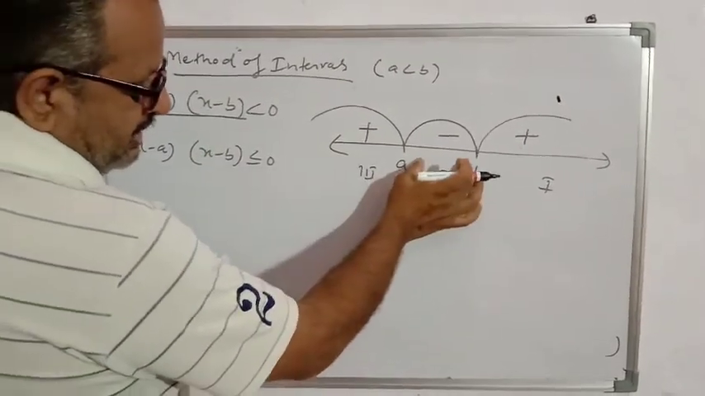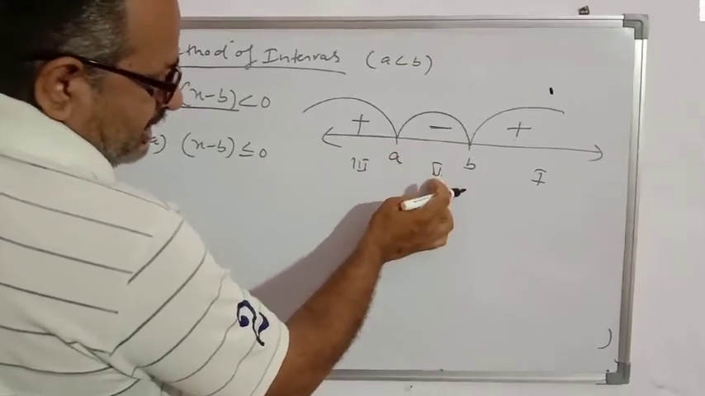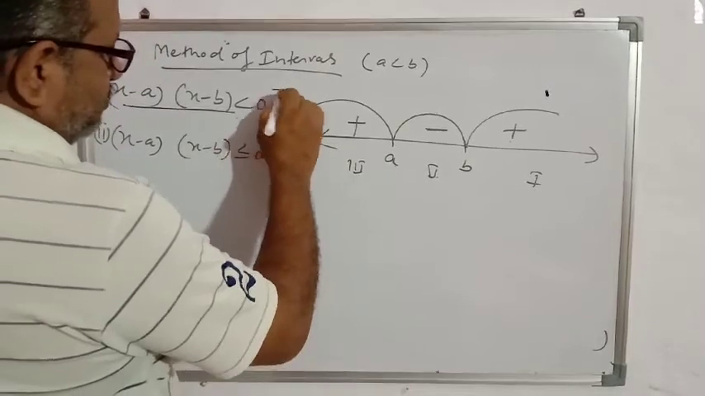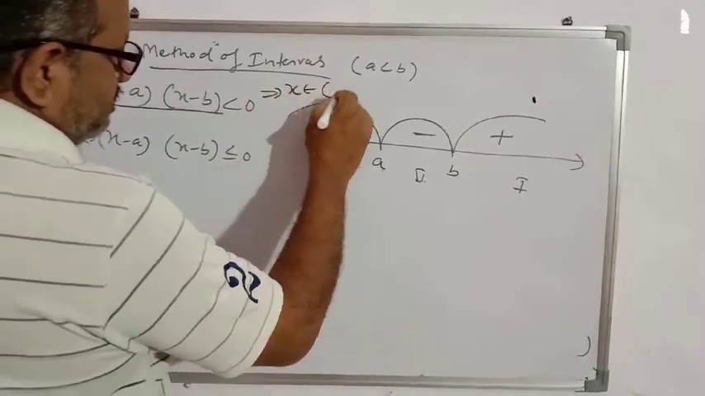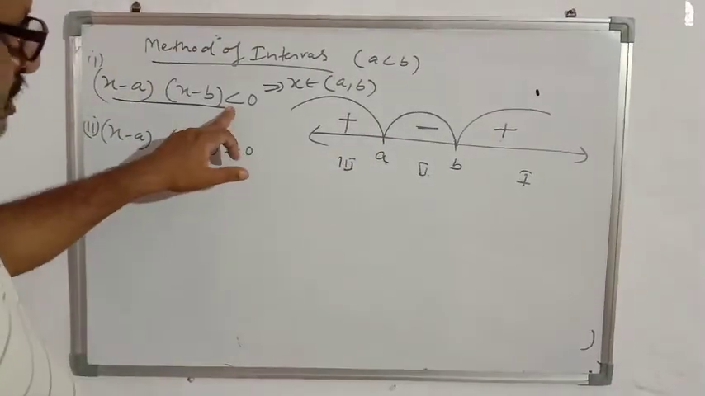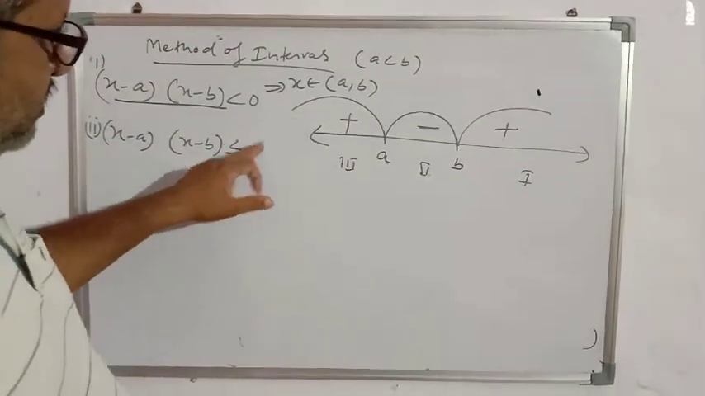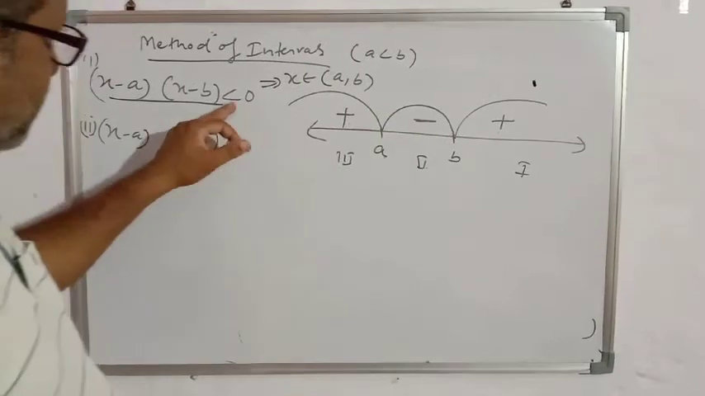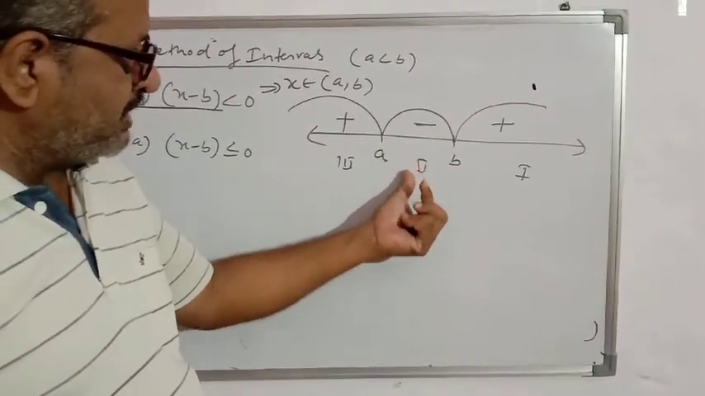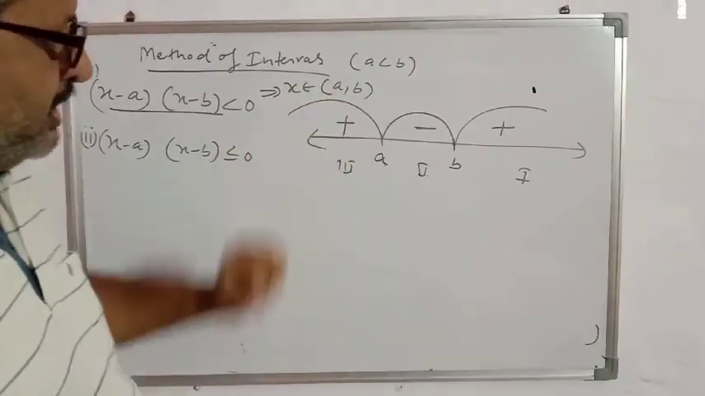So see, where is negative? Negative is coming in the second part, and the second part means the interval (a, b). So we can write x belongs to the open interval (a, b). Less than 0 is given, equal to 0 is not given. Negative is coming in the second part, so x belongs to (a, b).